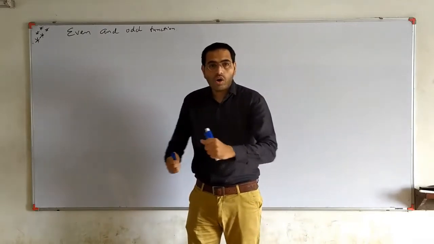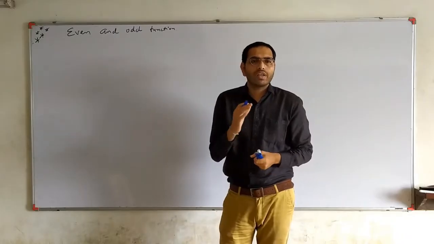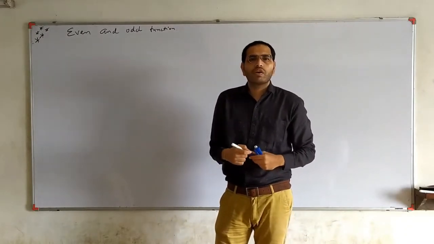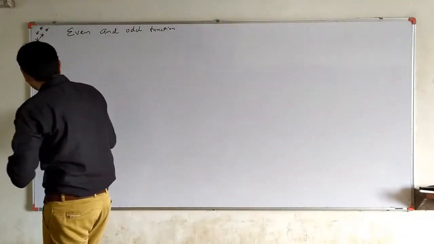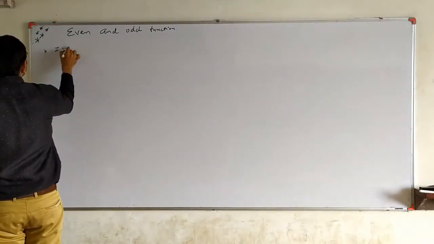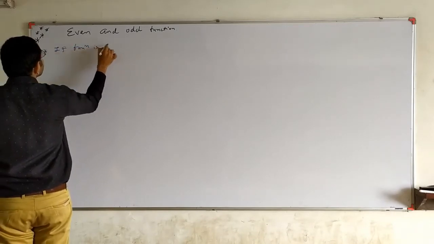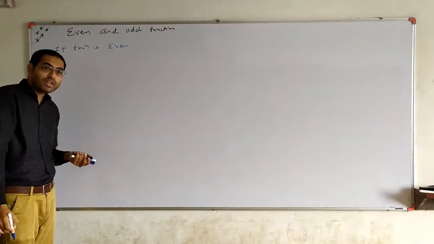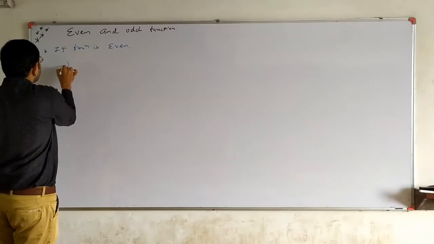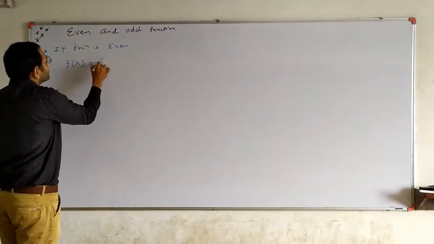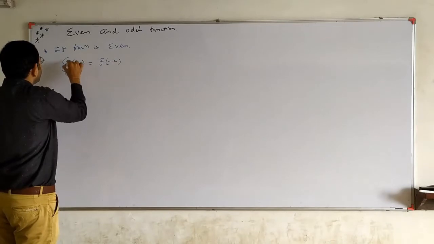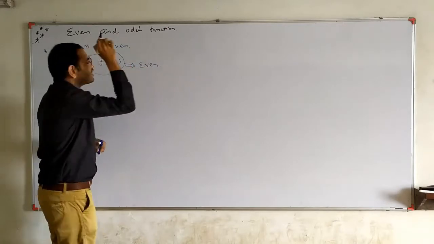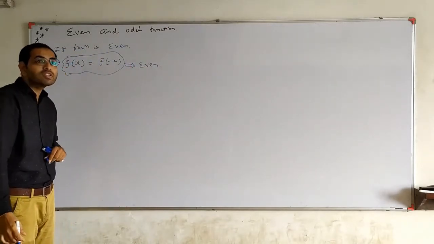First of all, what is an even function and what is an odd function? You already learned these things in 11-12 science. First of all, how can we identify whether a given function is even or odd? We replace x with minus x, and if we get the same value of the function, then we can say that the given function is even.